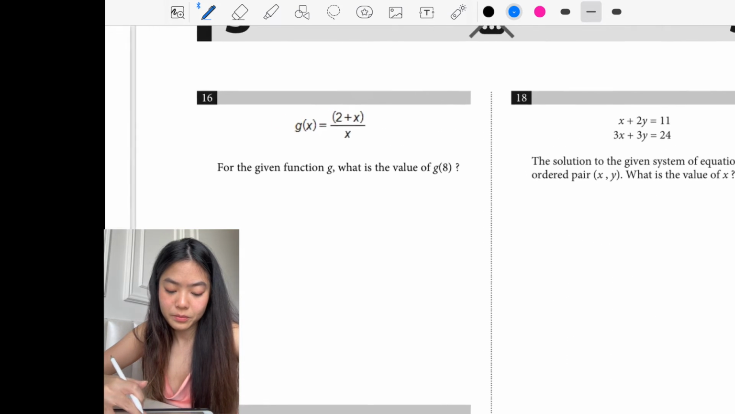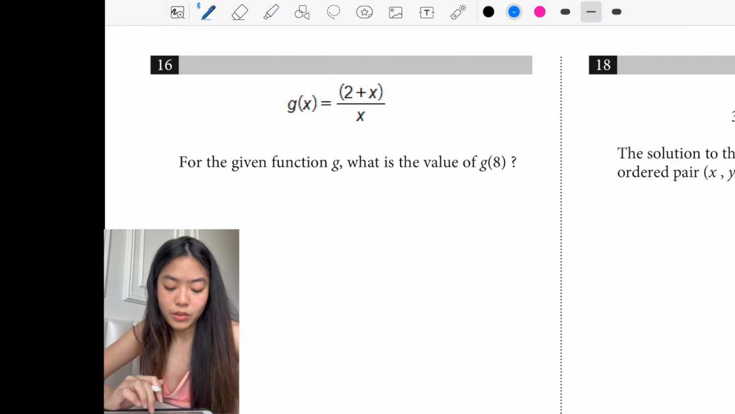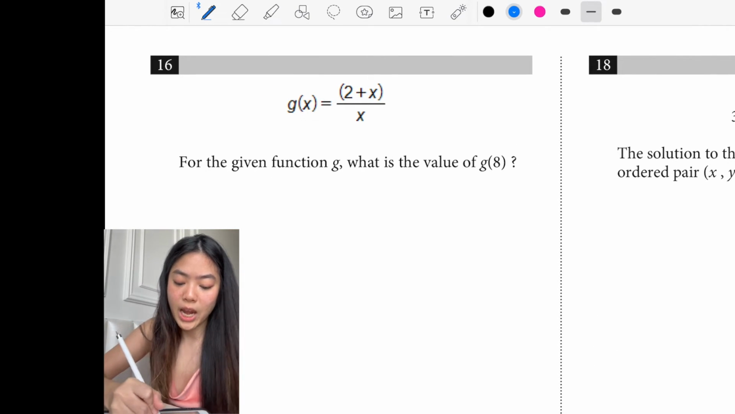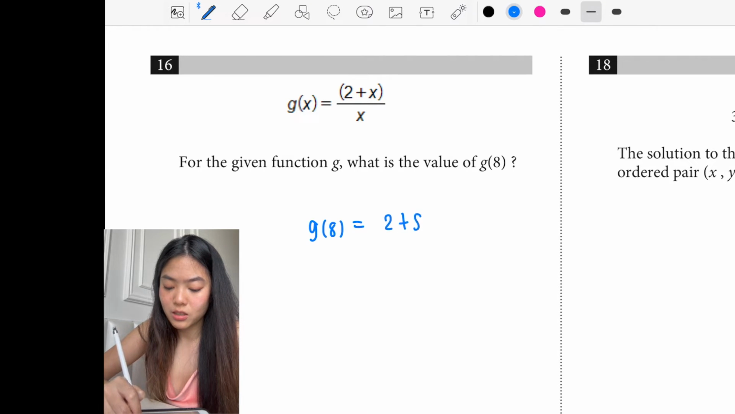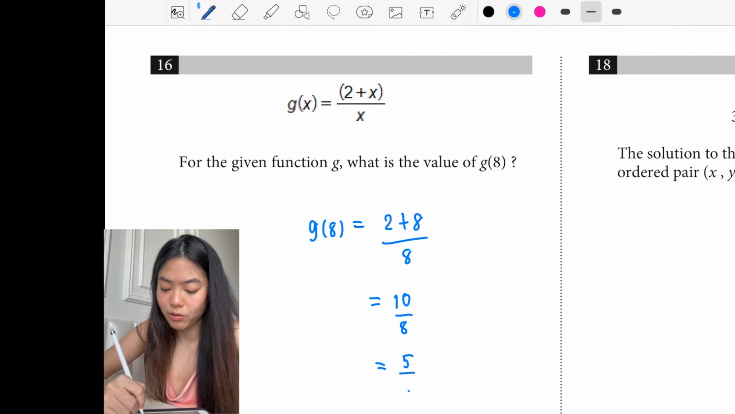Next one, 16. For the given function g, what is the value of g(8)? Okay, so I would plug in 8. So it's going to be 10 over 8. Then the answer is 5 over 4.